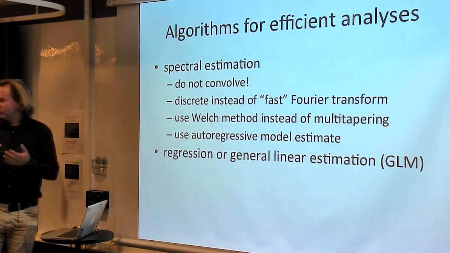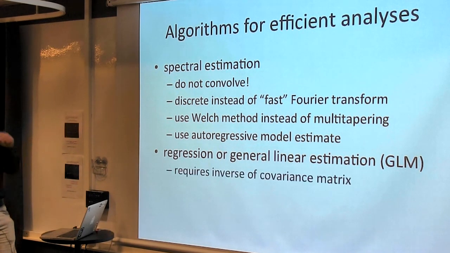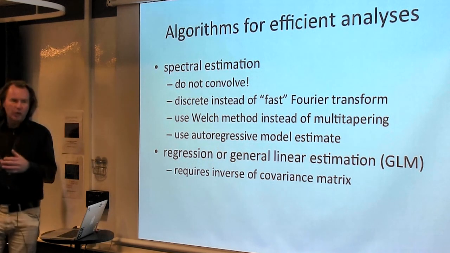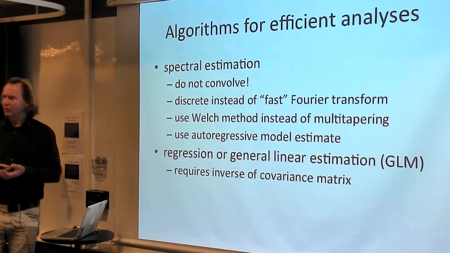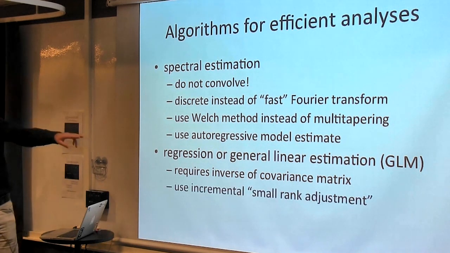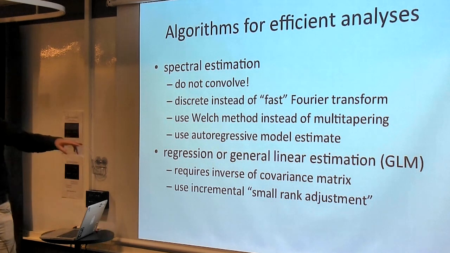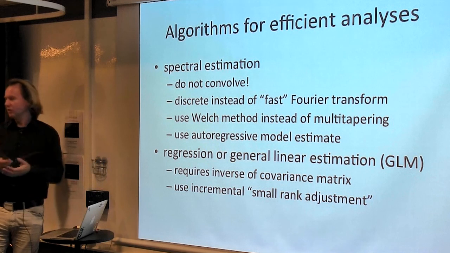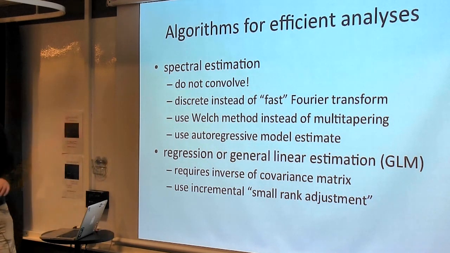It might be interesting to look at external regressors. So you can do regression or general linear estimation. That requires the inverse of a covariance matrix. So what I can do is update this covariance matrix whenever a new block of data comes in, and then I can invert it. Computing the inverse is an expensive operation. So rather than computing the inverse in every iteration, I can use an incremental small rank adjustment to the inverse of the covariance matrix, which is computationally much faster. So there's computational tricks that you can exploit to make it really fast.